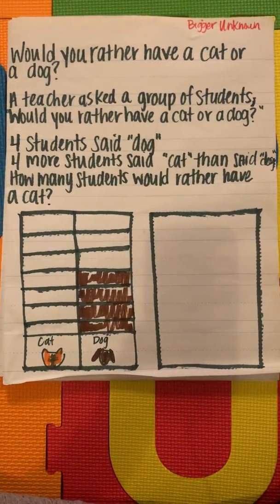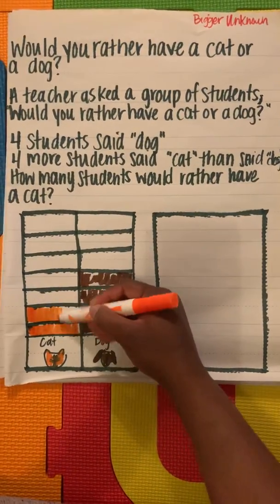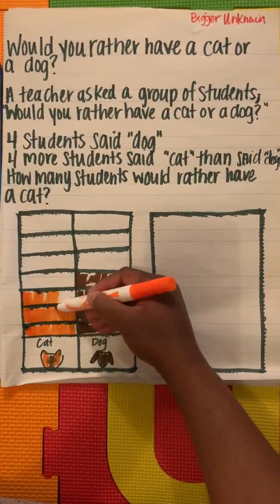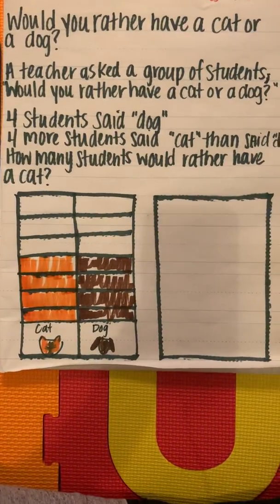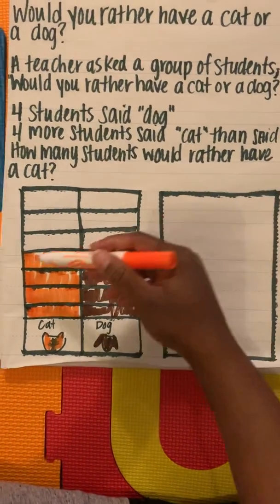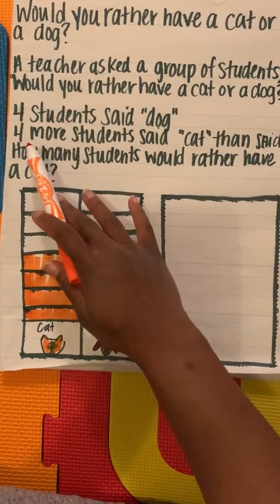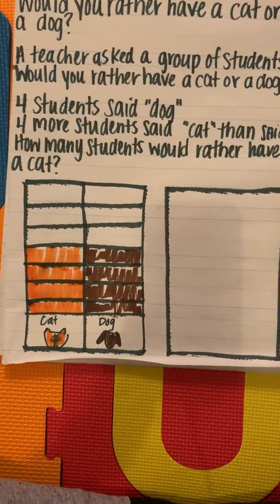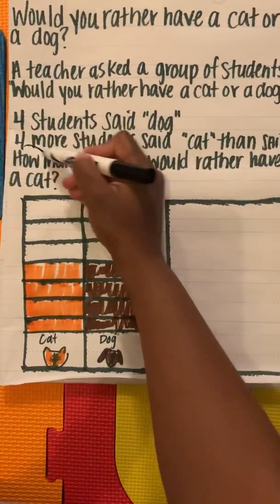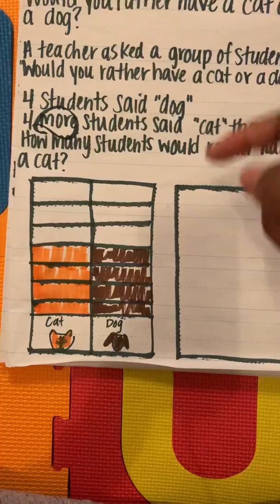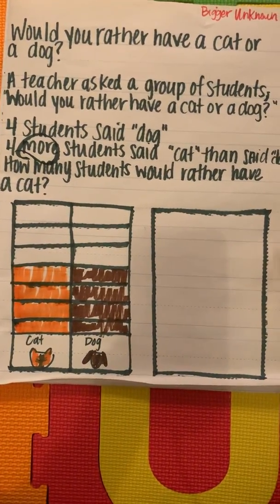Now, if I go ahead and put that 4 students said cat, that is not showing me more. That's just showing me 4 students. Right now, I see an equal amount of students that said cat and dog, but the problem says 4 more students said cat than dog. That word more lets me know that this number is going to be greater than the number of dogs. More means greater or bigger.